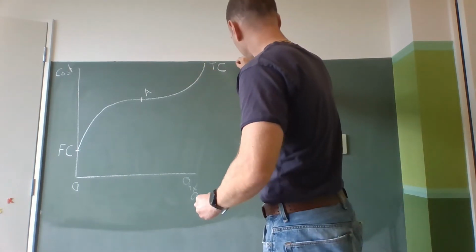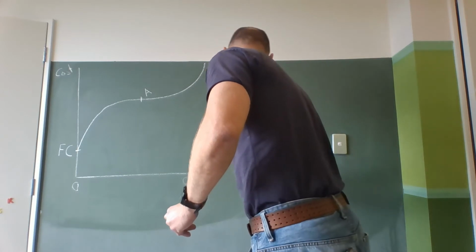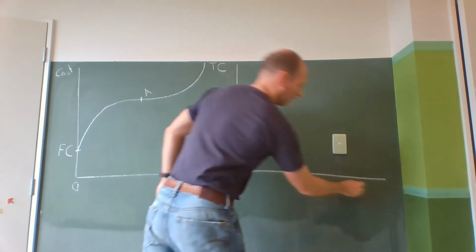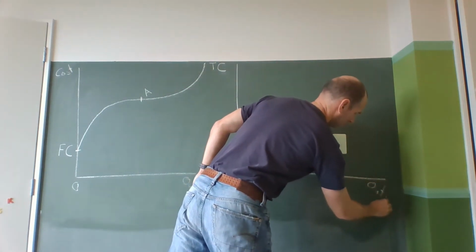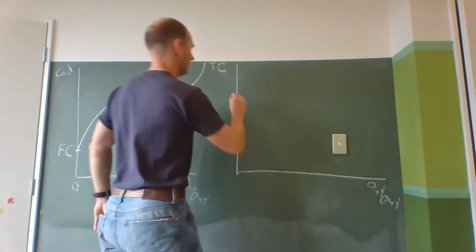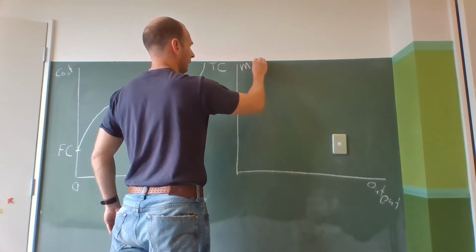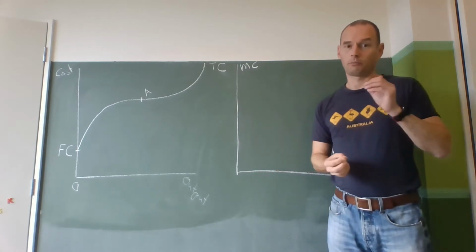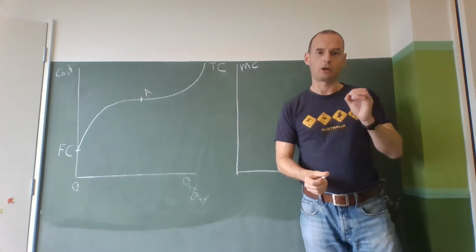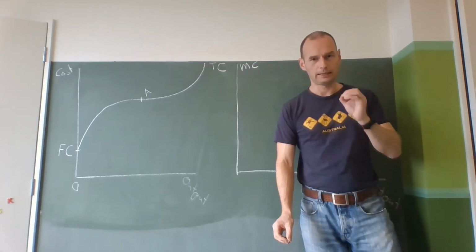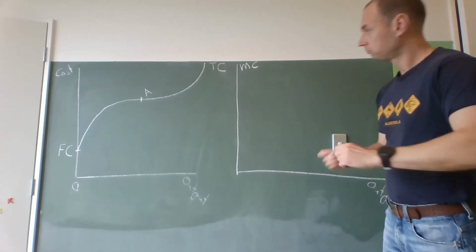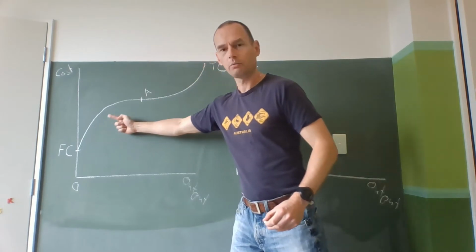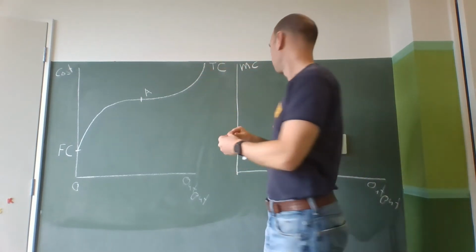So, I have output, and here on this axis I have MC. Does not stand for master of ceremonies, stands for marginal cost. Additional cost of producing each additional unit. So the relationship is fairly obvious. Marginal costs decline and then grow.